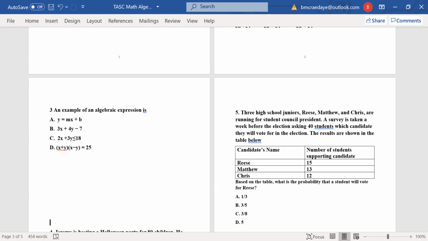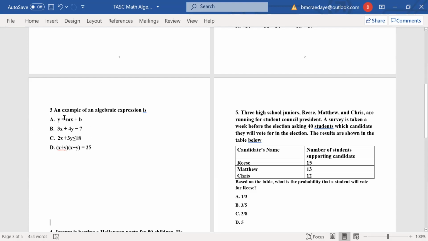Let's see. B, because it has no equal sign. Is it B? It's got to be B. You said B. What do you say, Vanessa? B, Miss Barbara. That is correct.